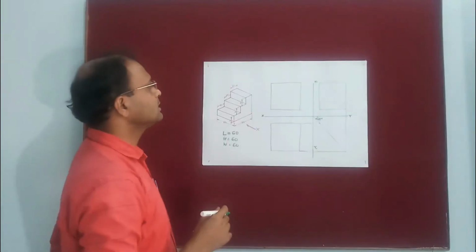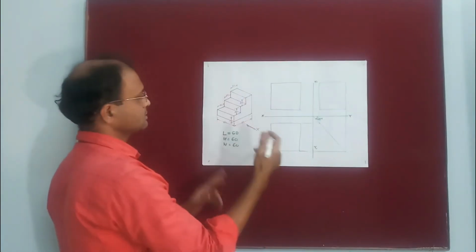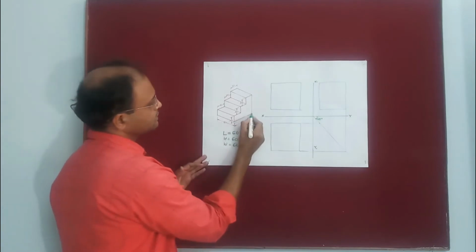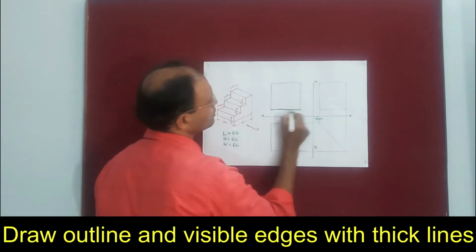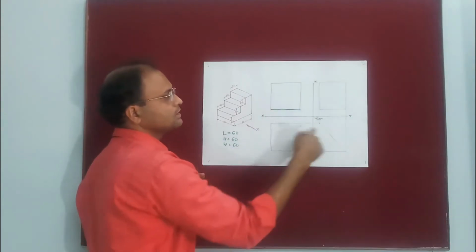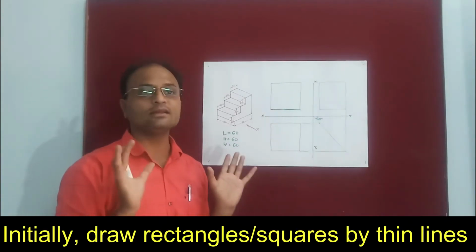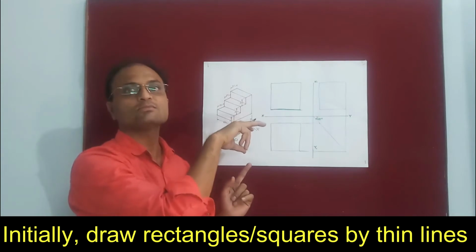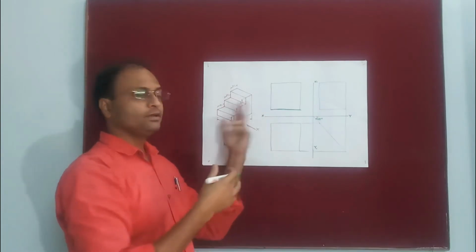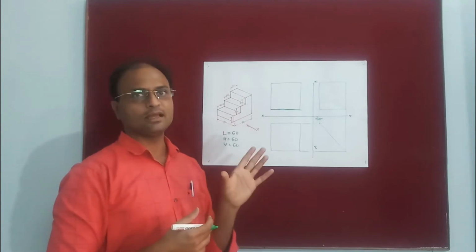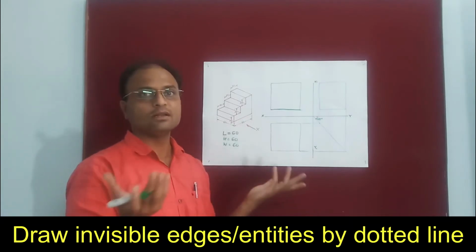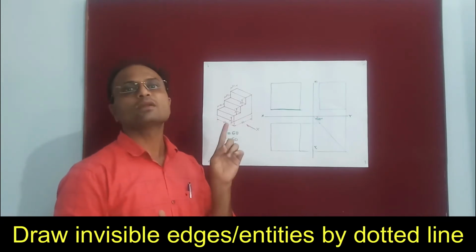Now we have to start constructing the front view first. In the front view, as we see, this edge will be seen, so draw that edge by a thick line. Now I am drawing these thick lines. Remember, the initially drawn rectangles are all thin lines. Now I am drawing by thick lines the figure which is visible; the entities which are visible are to be shown by thick lines, while the entities which are not visible are to be shown by dotted lines.